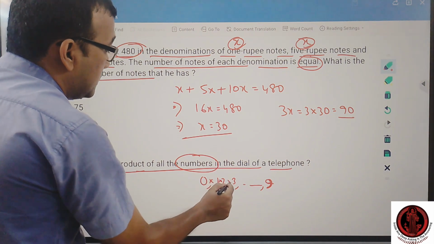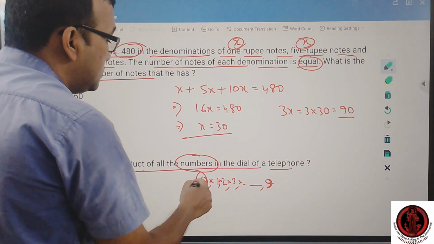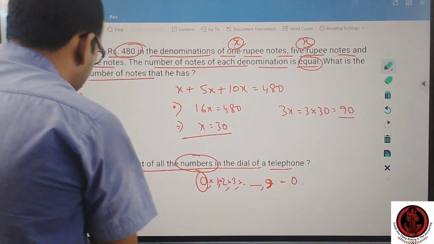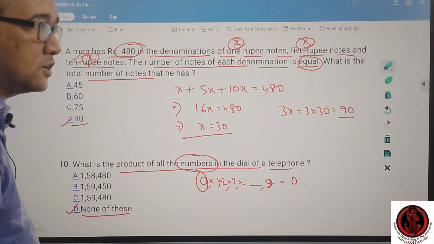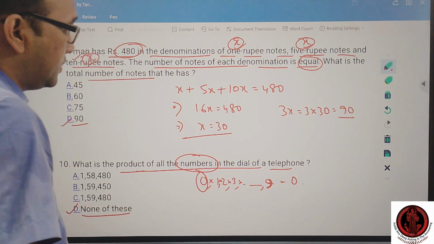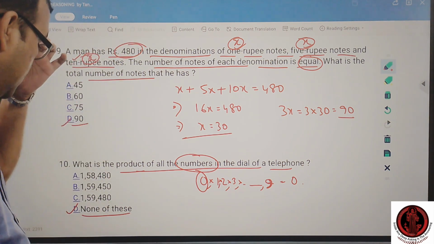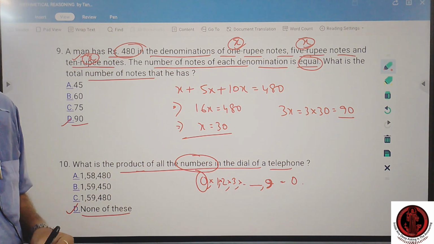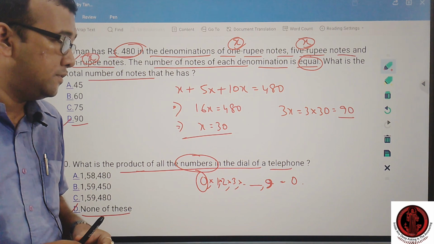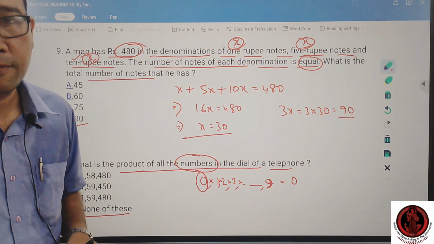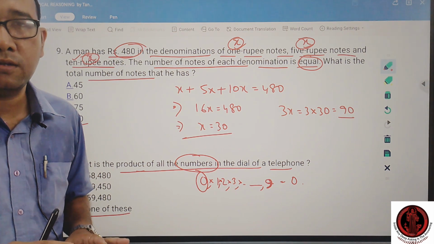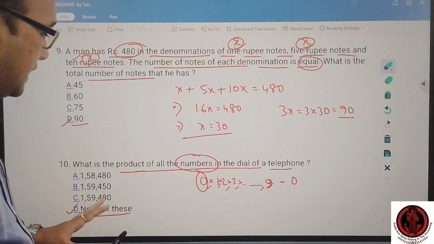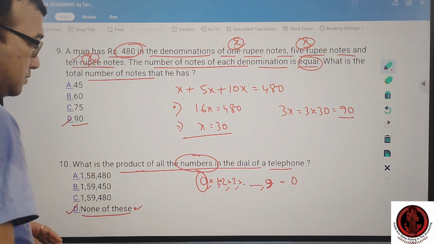Now what is the product of the numbers in the dial of a telephone? So you have to multiply these. As 0 is there, whatever you multiply, the product should be 0. As 0 is not there in the options, the answer is none of these. So in question number 10, the product of the numbers in the dial of a telephone is 0. If I multiply any number by 0, the result is 0. As 0 is not in the options, the answer is none.